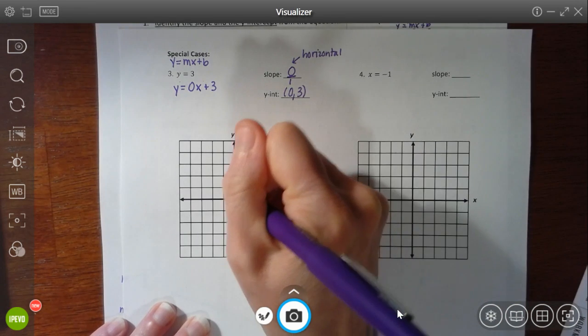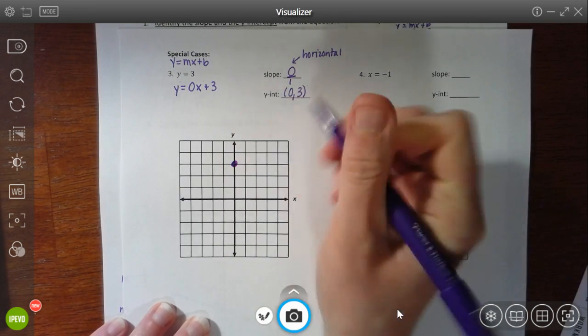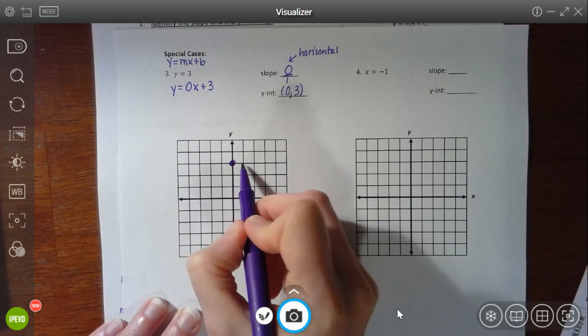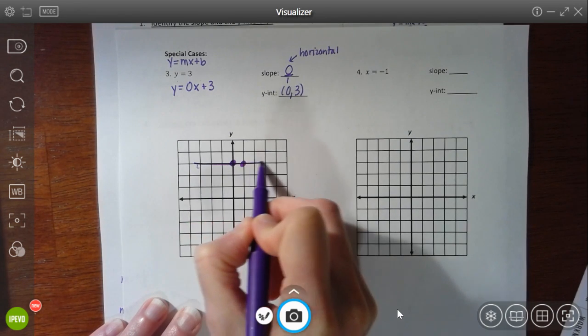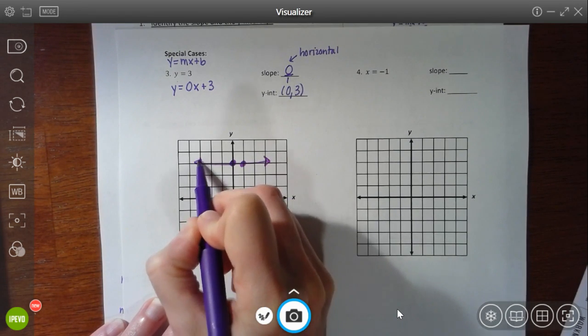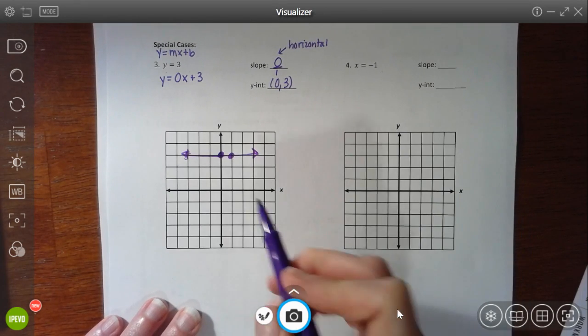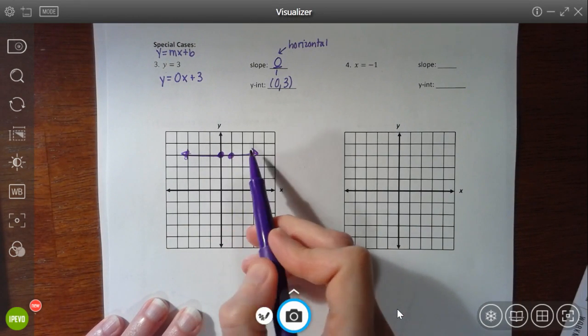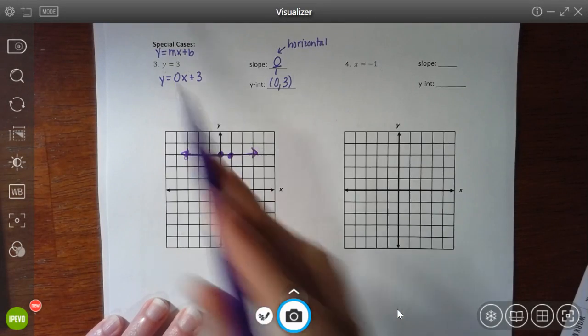So to graph this, I'm going to go up to +3. And then I'm going to graph the rise of 0 and a run of 1. And I get that nice horizontal line at y equals 3. And if we think about it, in every single one of those points, my y coordinate would be 3, which is exactly what that line is predicting.